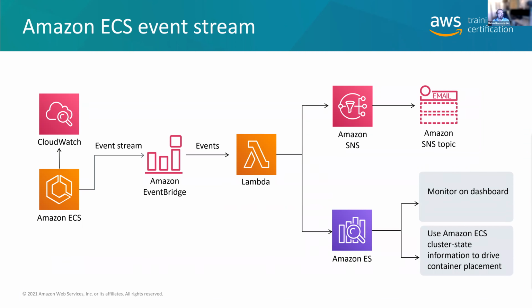Here's an event stream, by the way, where you're using ECS to trigger EventBridge into Lambda, then to SNS, and then ES, by the way, stands for Elasticsearch or OpenSearch, which is what they're using now. But this is an event stream where basically ECS could trigger other responses.